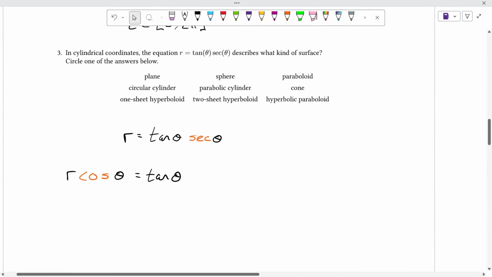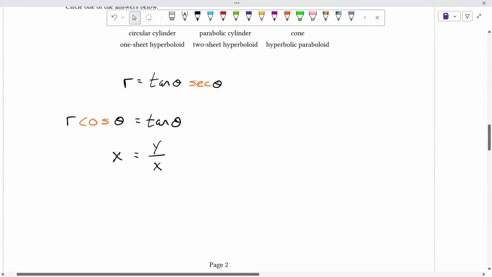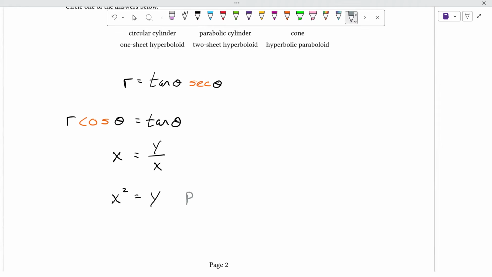So I am going to substitute both of those. X equals y over x. Y over x. And then that thing is equal to x squared equals y. That thing is congruent to x squared equals y. Which looks like the equation of a parabola. So that's parabolic.